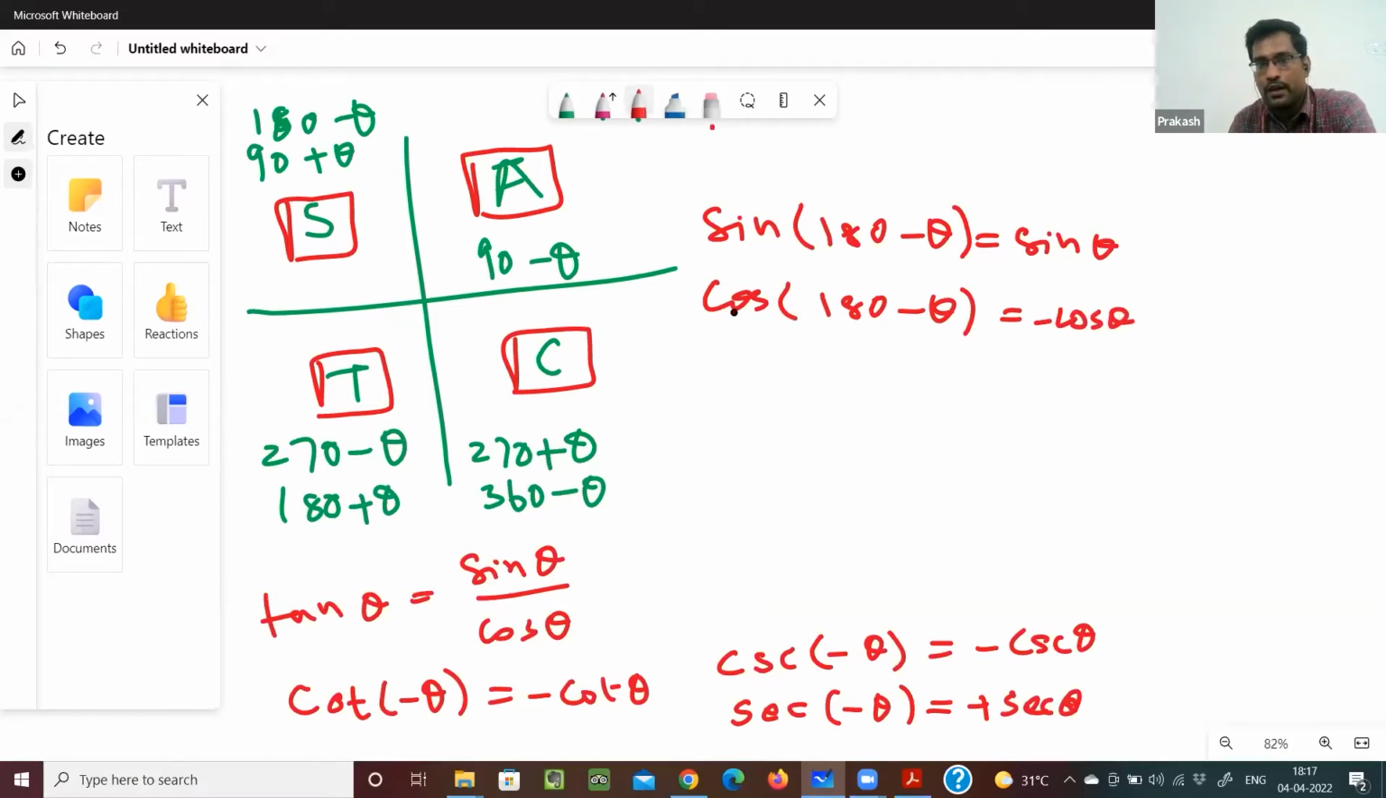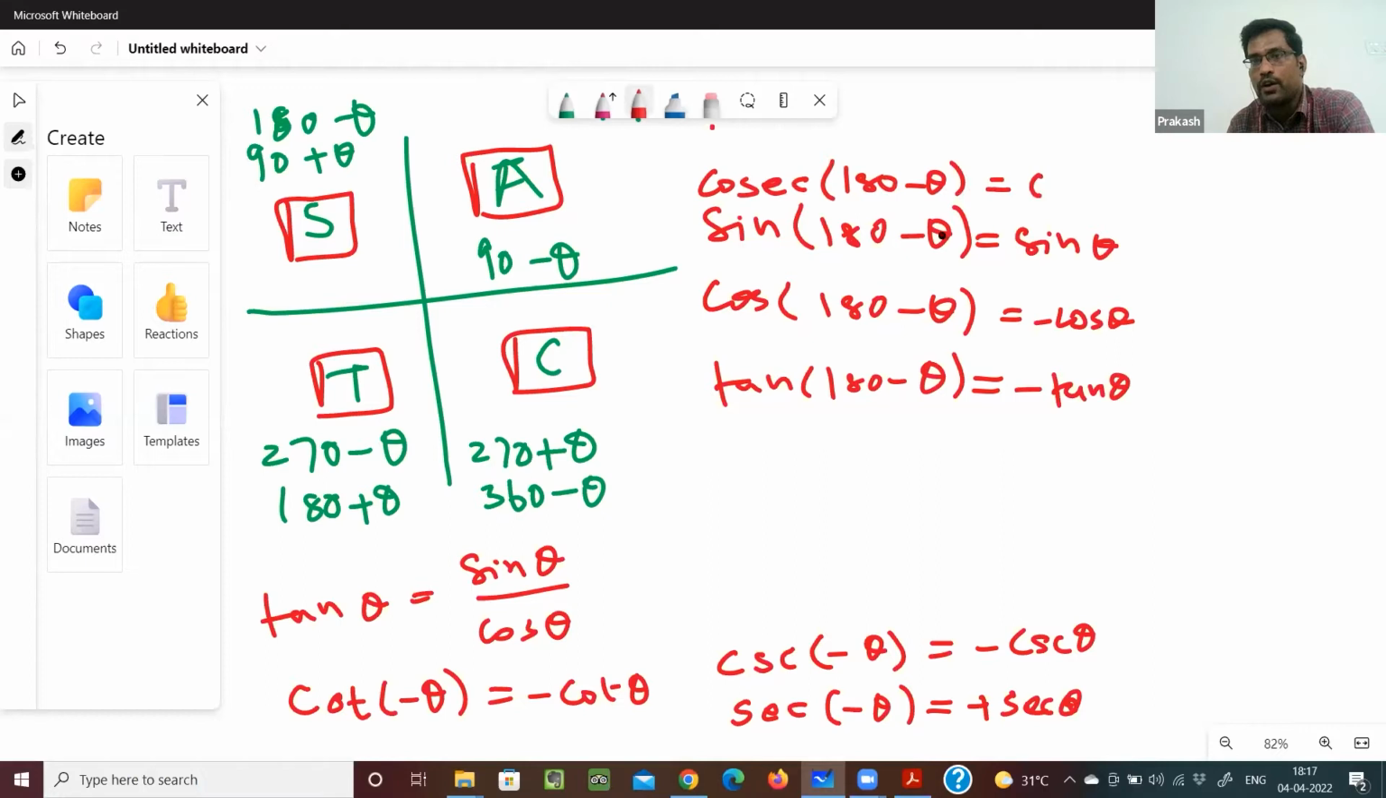Similarly we can write tan of 180 minus theta. I already gave these in the PowerPoint presentation. This is nothing but minus tan theta. Why I am telling this: you need to know that in the second quadrant only the sine function is positive. Otherwise, we can write cosecant of 180 minus theta as cosecant theta, because we know 1 by sine is nothing but cosecant theta. So these things are very important.